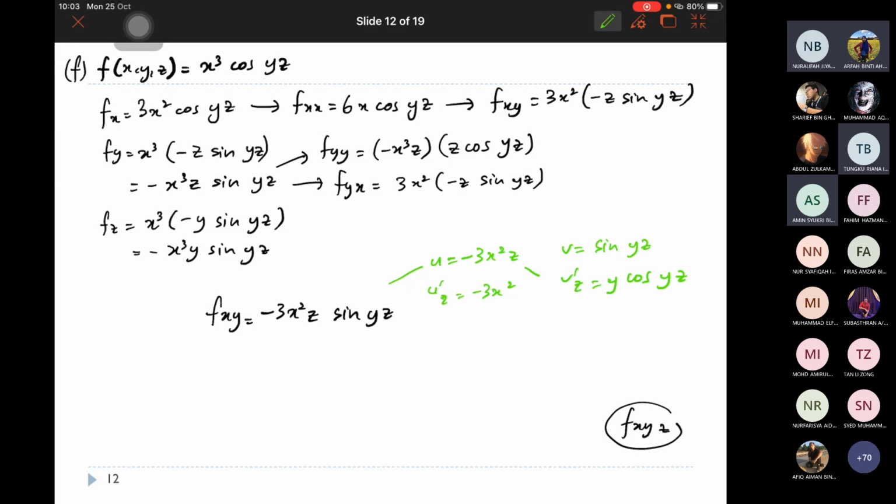So we get y cos yz. So multiply using cross multiplication. So you are going to have the answer equal to negative 3x squared yz cos yz minus 3x squared sin yz. So we get f_xy, okay, f_xyz.